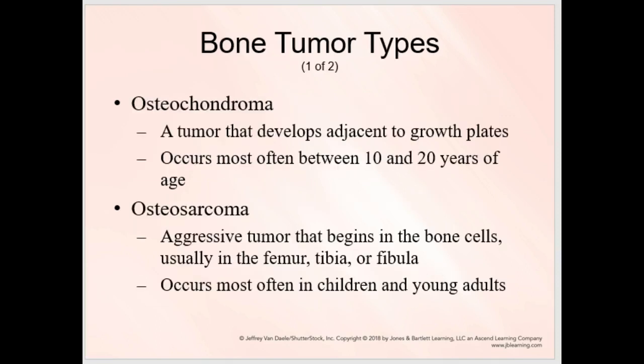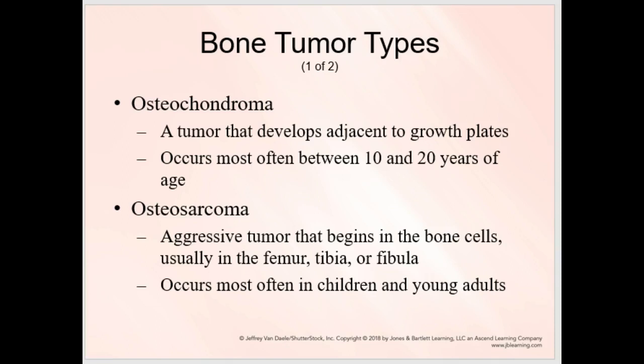So osteochondroma, I was sitting looking at these and thinking about how do I teach these to you guys? It's the two areas that most likely will be affected. So osteo means bone, chondroma. These are going to be tumors that will develop adjacent to the growth plates, chondral meaning cartilage, osteo meaning bone. So these will occur often in the young, 10 and 20 years of age.